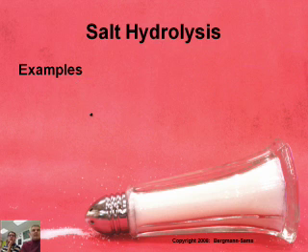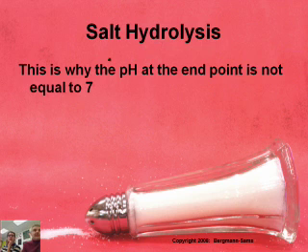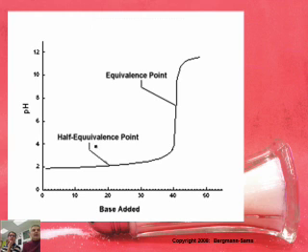Why is this important? Well, this is why the pH at the end point is not equal to 7. So remember when we did this graph a little bit ago? You saw this graph. This is a little different, but the same graph. Now, in this particular one, the end point is at pH 7, I think. No, it's not. Okay, a little bit higher.